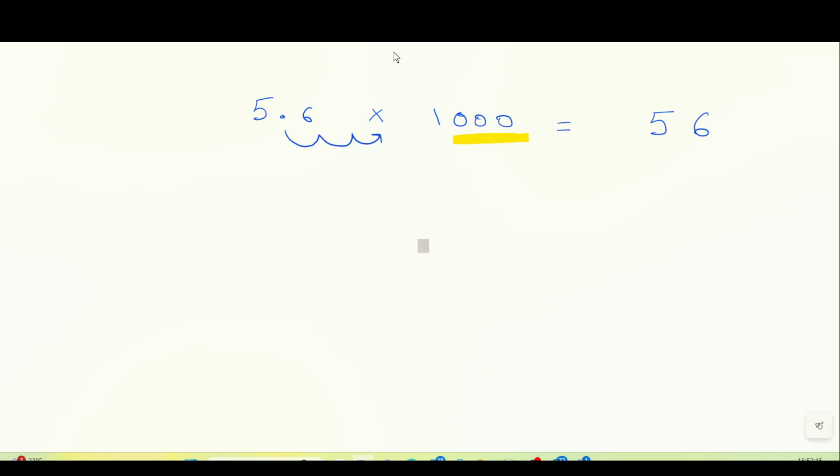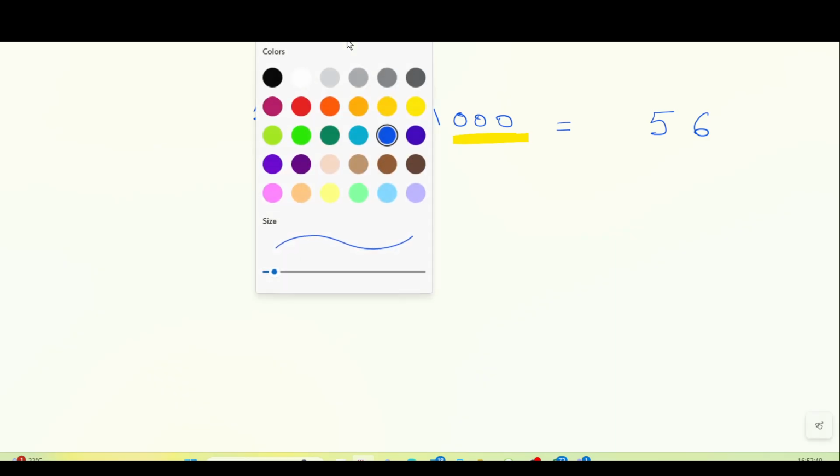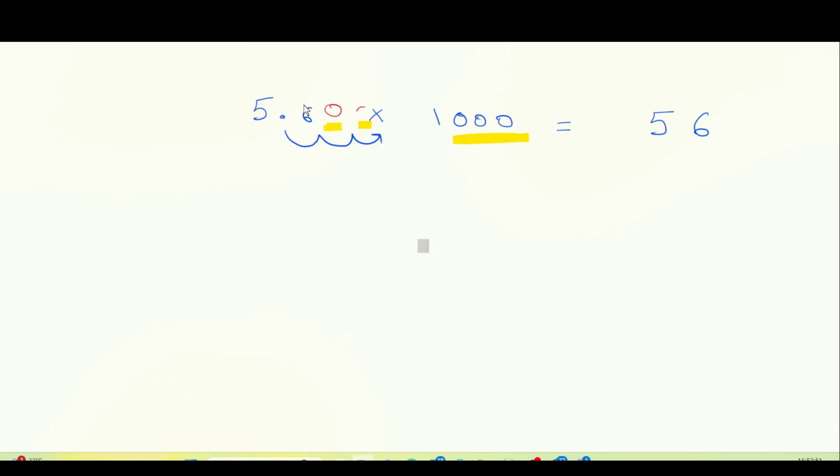And as you can see, there are two empty spaces, right? So we fill these with zeros. Now what we have is 5600, and that's our answer. Okay, that's how we multiply. So try this: 0.94 times 1000. Try this.